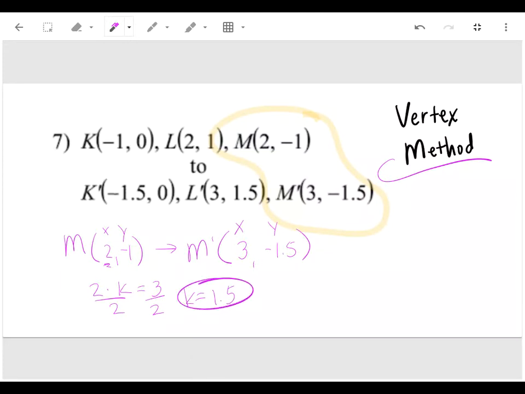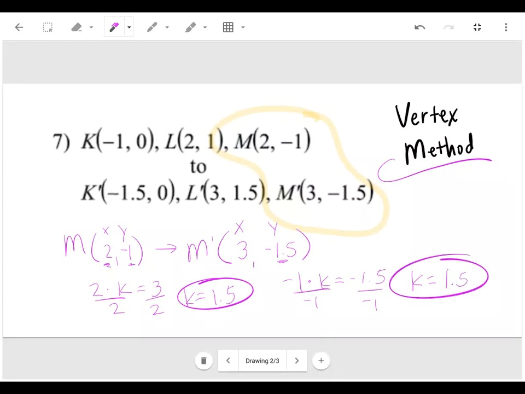All right, so again, we see 1.5, 1.5, 1.5. Then if we look at the y values, this one looks somewhat familiar as well. We multiply -1 by some scale factor k and get -1.5. To solve for k, we divide both sides by -1, and we get k is equal to positive 1.5. So you can see no matter which ordered pairs you pick from the group, you're going to get the same scale factor each time. It's pretty much the reverse, I guess, of the vertex method, but very closely related, so we're still going to call this the vertex method. And that's how you do it.